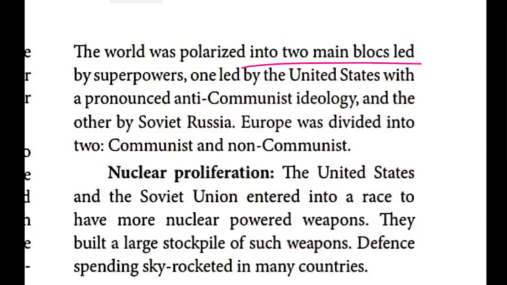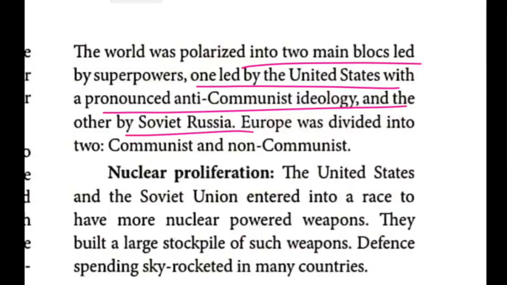Both were considered superpowers. One was under the control of the United States of America, the next under the control of Soviet Russia. The United States followed democracy and at the same time had an anti-communist ideology. Russia was the Soviet country. So Europe was divided into two: communist countries as well as non-communist countries.